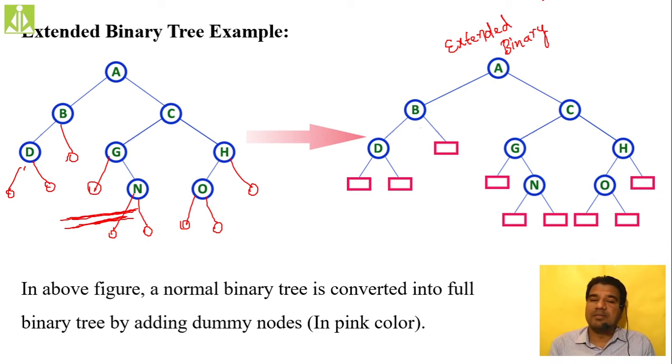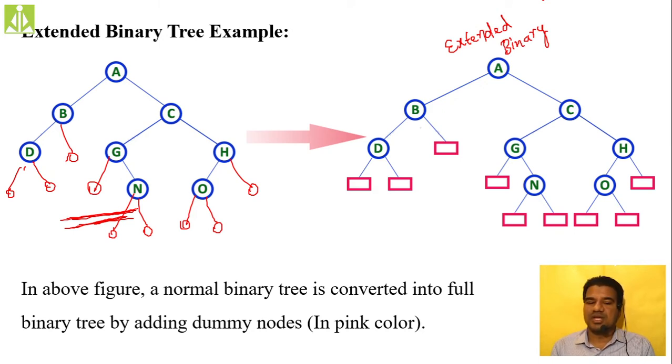What is the next one? Complete binary tree. Complete binary tree means at every level I need to have the full node count. If it is level 0, I need 2 power 0, one node. If it is level 1, I need 2 nodes. If it is level 2, I need 4 nodes. If it is level 3, I need 8 nodes, then 16 nodes, likewise. So I need completeness at every level, then only I call the tree a complete binary tree.